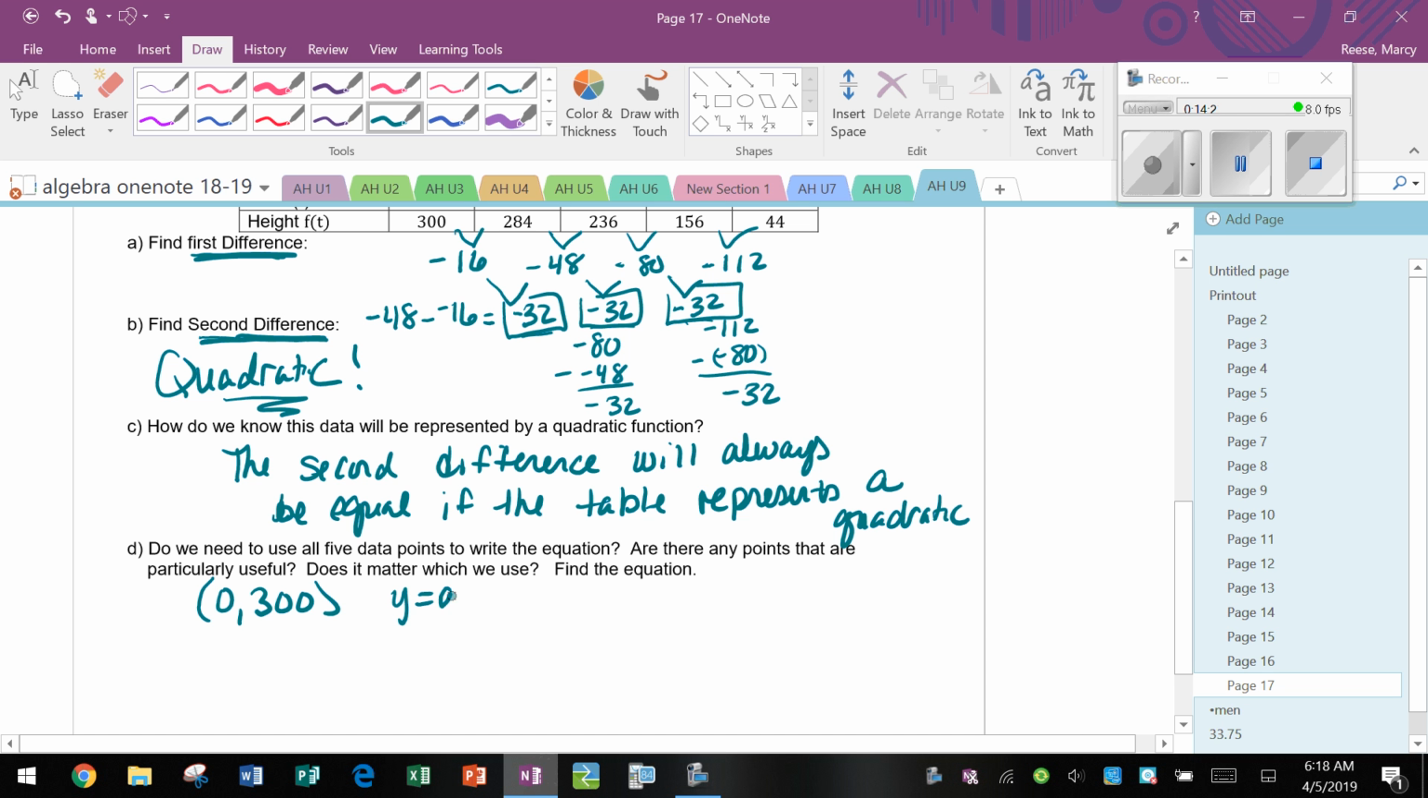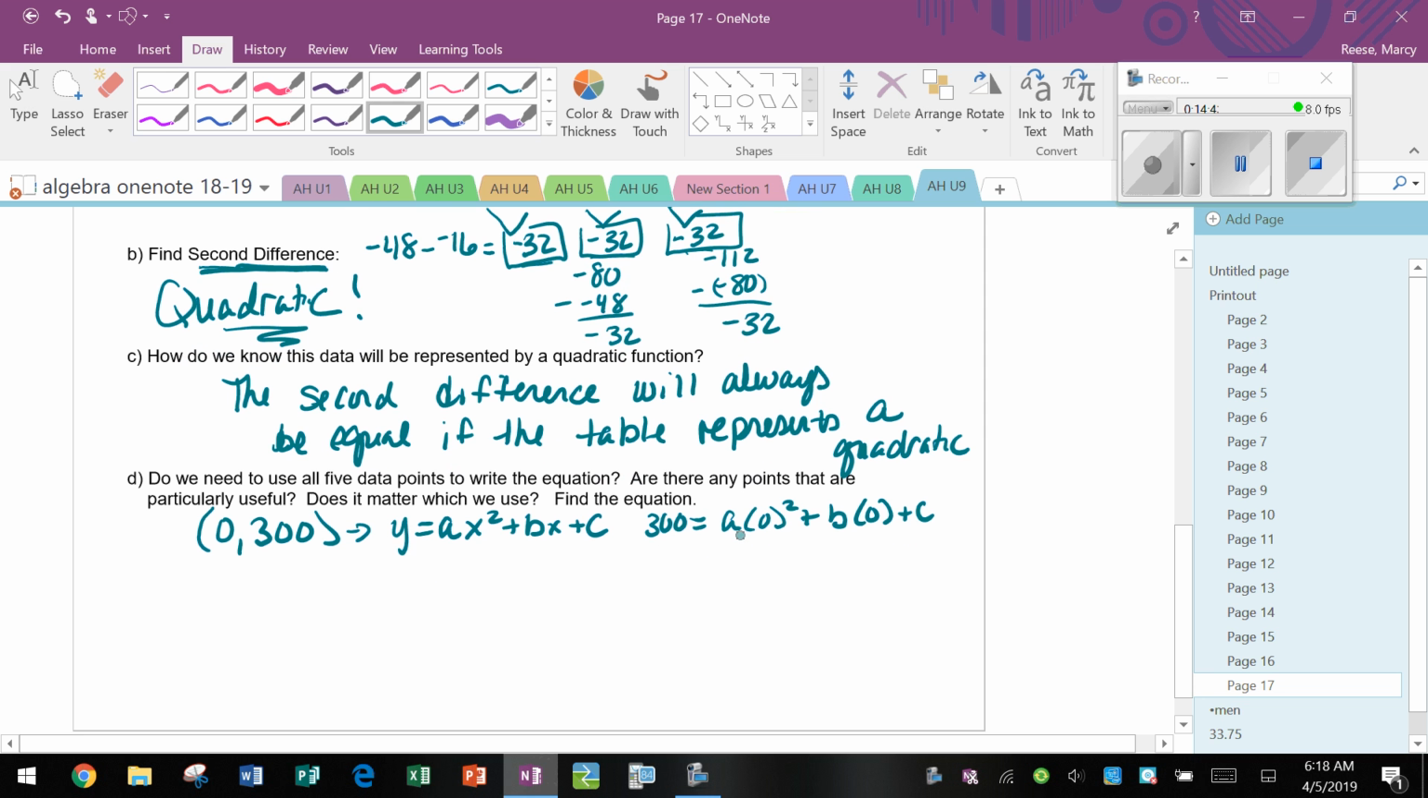So here is my quadratic, my standard form of a quadratic. I'm going to stick in that 0, 300. So the y becomes 300, and all the x's become 0. And look at that, they all cancel out because anything times 0 is just 0. And I get 300 equals C, just like I have in the front.